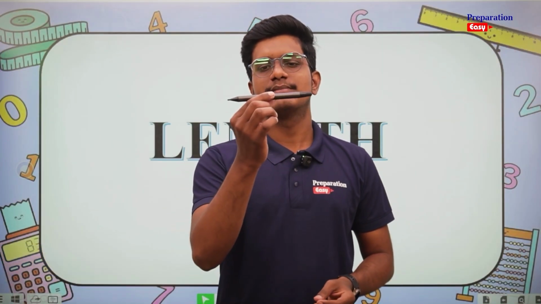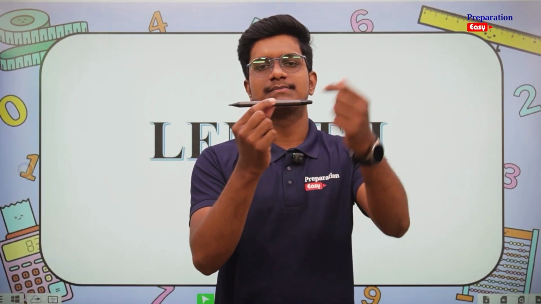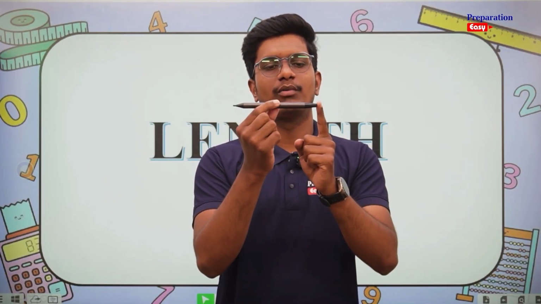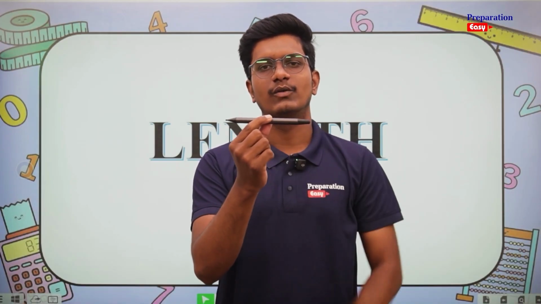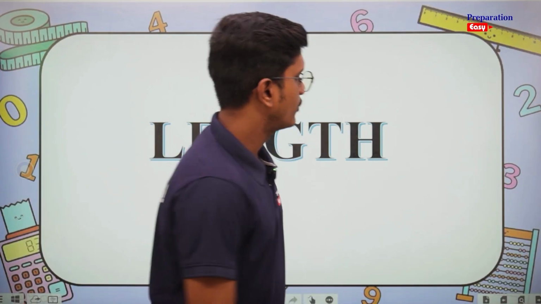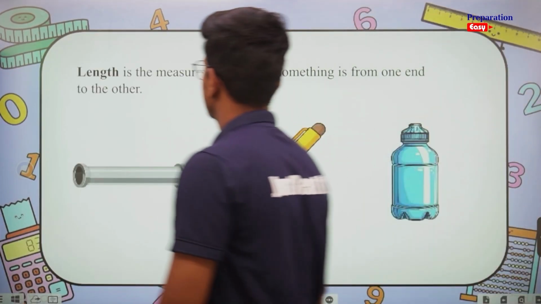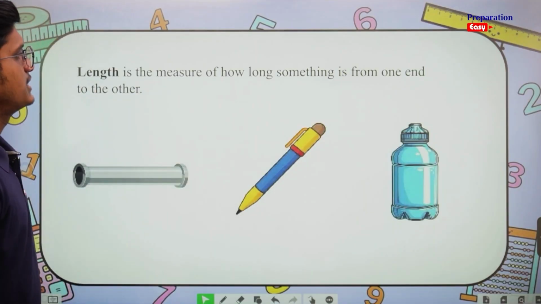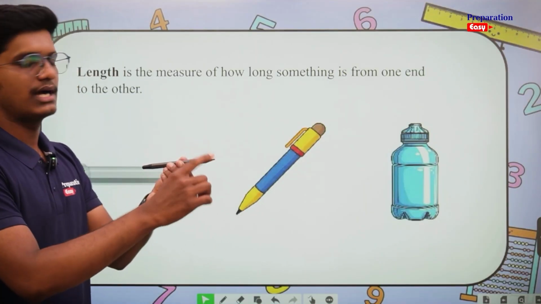So what you can see in my hand is a pen, right? This pen has a starting point and an ending point. Whatever comes in between the starting and ending point is called length. Let's see more about length in our chapter today. So what is length? Length is the measure of how long something is from one end to the other.